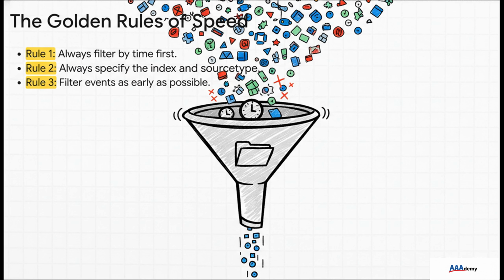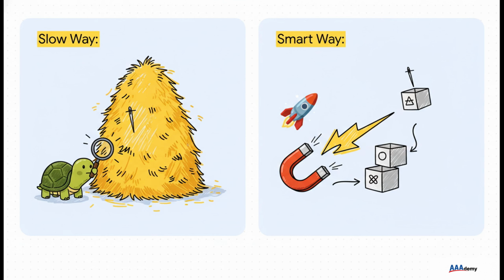Then tell Splunk exactly which index and source type to look in. The less data Splunk has to even look at in the first place, the blazing faster your search is going to be. And I mean, look at the difference here. It is literally night and day. The slow way is to tell Splunk, hey, search through everything for the text 404 and then start counting. But the smart way? You tell it first to only look in the web index and only for events where the status is 404. By filtering first, your search becomes orders of magnitude faster.